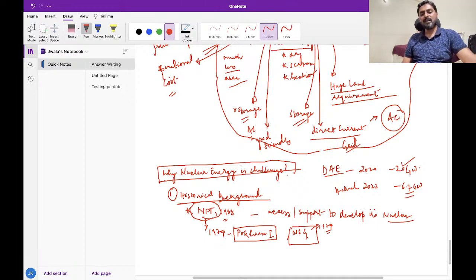Because of these global regimes, India did not get help from outside countries, from developed countries, to develop nuclear facilities. Whatever development we did, we mostly did on our own. We had to develop our civilian nuclear programs on our own. That is why it took us so long.